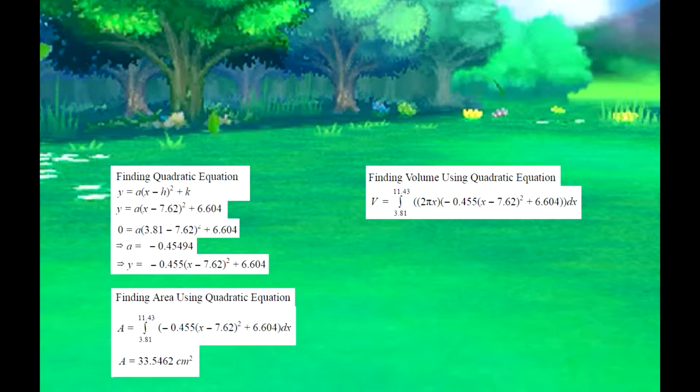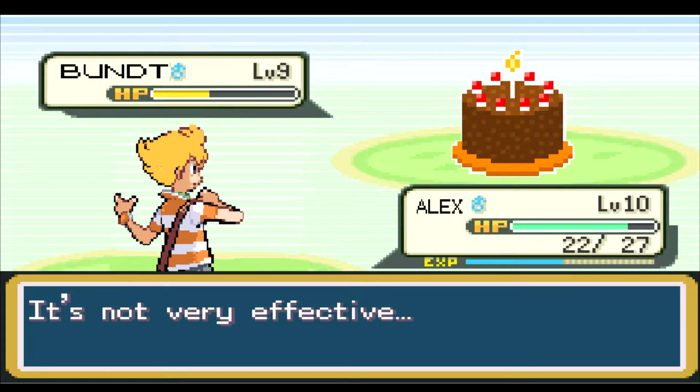To find the area, we use that y, and then we use the times dx, and we use the limits of integration 3.81, 11.43. Those are our x-intercepts. Our area comes out to 33.546 centimeters squared. Volume, we use that y times 2 pi x. This is cylindrical shells method. We use the same limits of integration, and our volume comes out to 1,606.12 centimeters cubed.